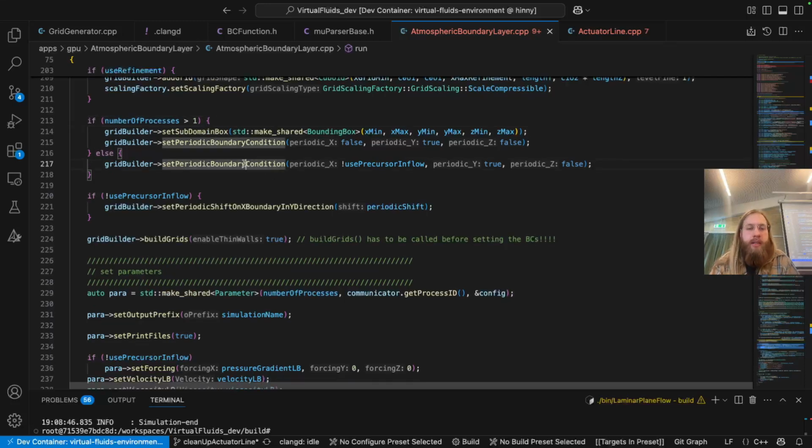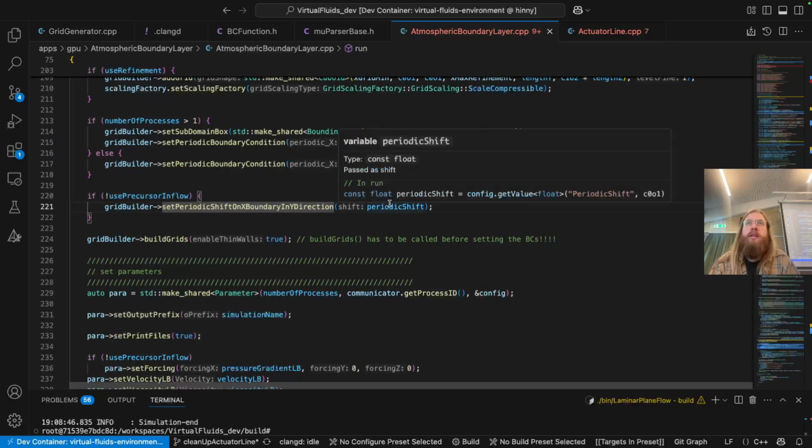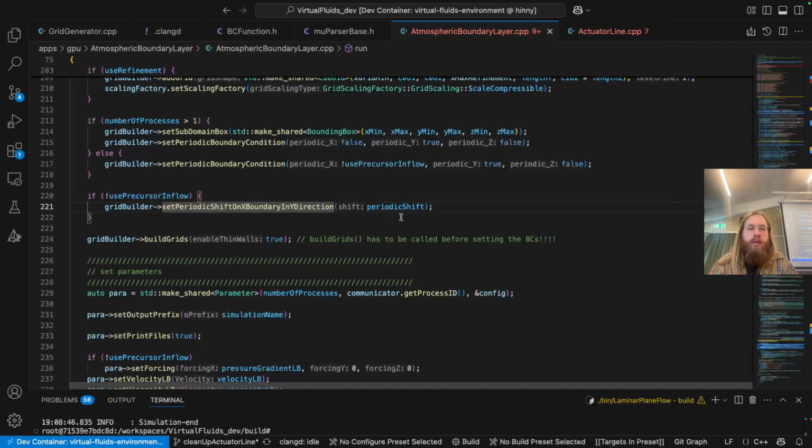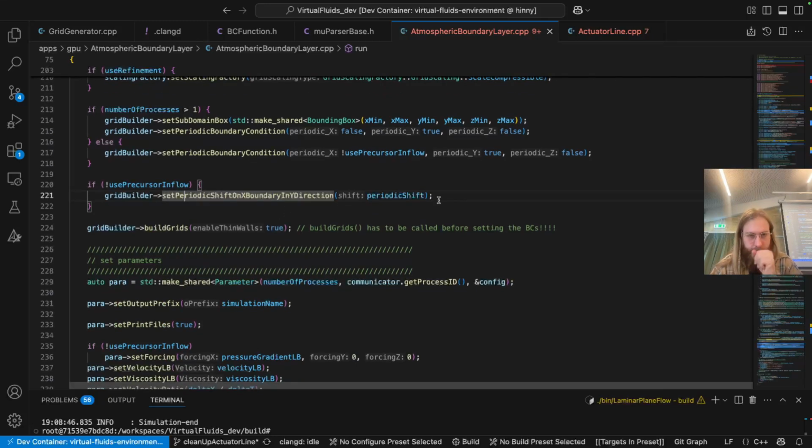And then here we set the value of the periodic shift. So you have to give it in absolute units. So if you have a 1 kilometer boundary layer height, then you will have to say 1,100 in the configuration file. So here we actually implemented this for all boundaries and in all directions, but you have to set the periodic shift on the x boundary in the y direction. That's why we named this function this.